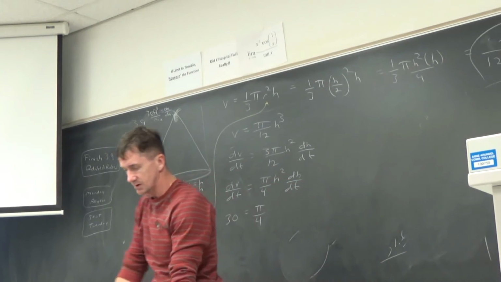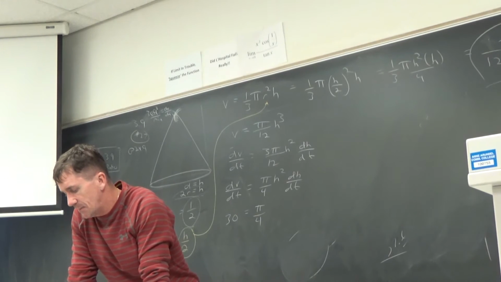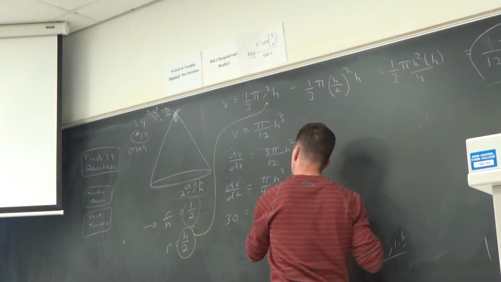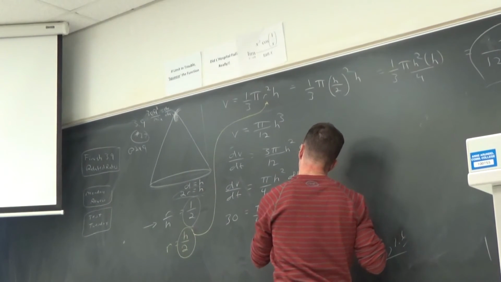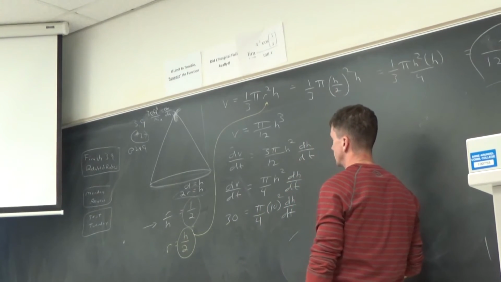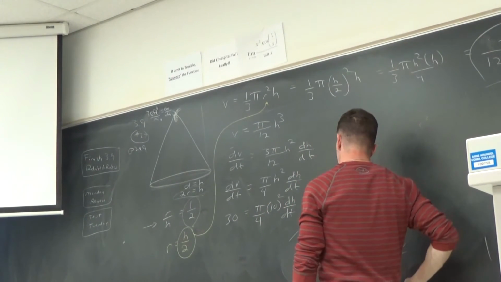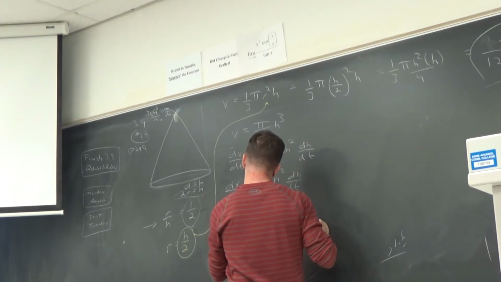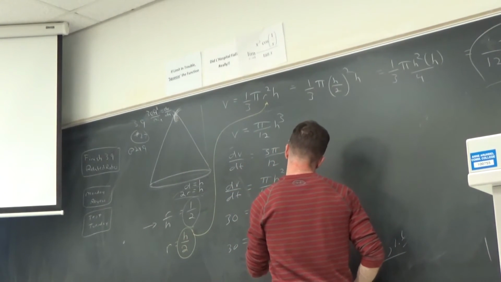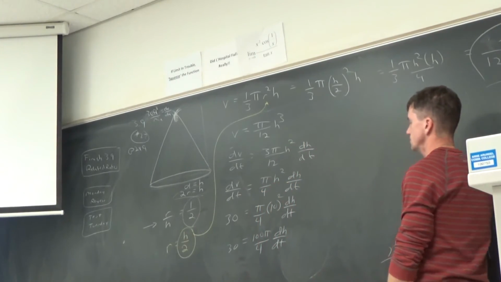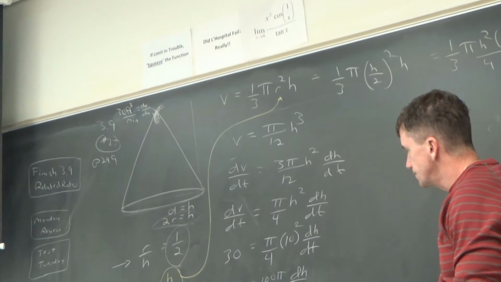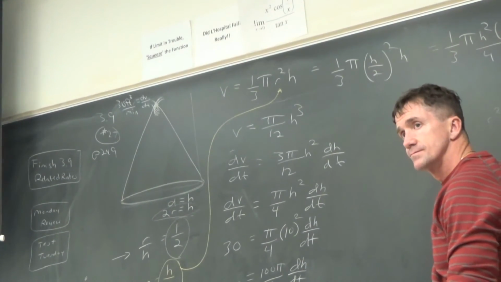Now, here's the question from the book. How fast is the height of the pile increasing when the pile is 10 feet high? Okay, put in a what? Well, how fast is that height increasing? 30 equals 100 pi over 4 times dh/dt. How do you want to finish that? So 120 divided by 100 pi. That'll work.